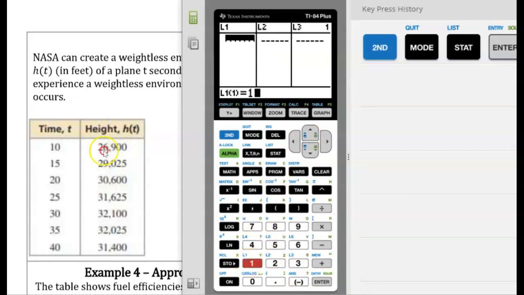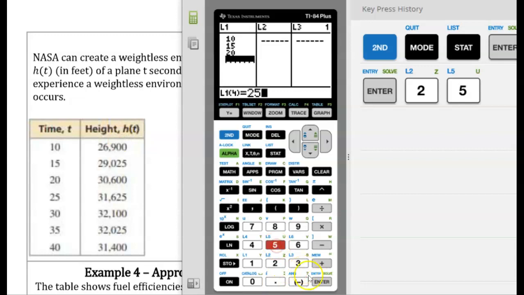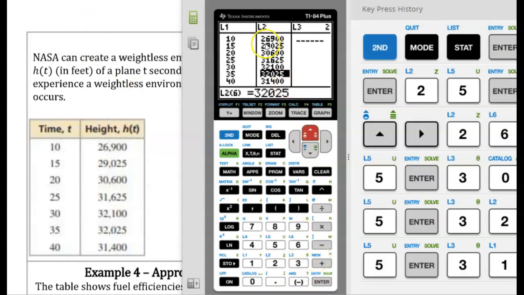But since I don't, I'm going to put in my X values into L1 and my Y values into L2. I'm going to pause this so I can type them in. You put your X values into L1 and your Y values into L2, and then we'll be back here. Okay, so I have all my values in here.